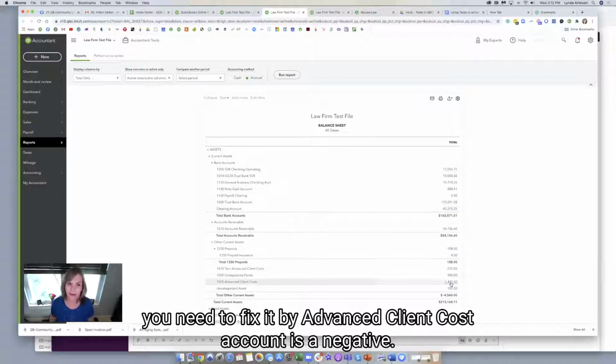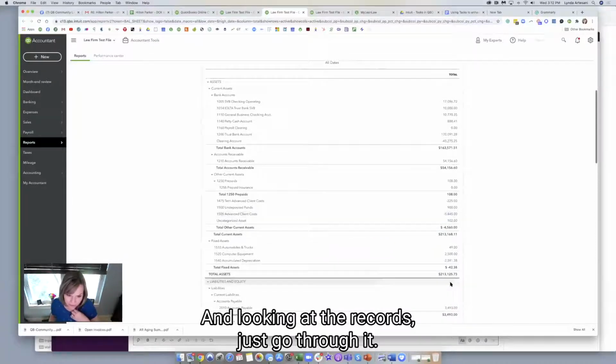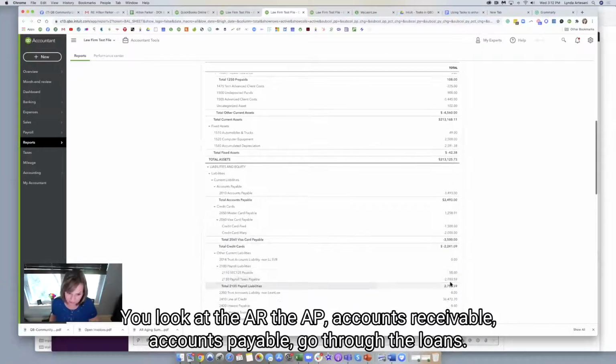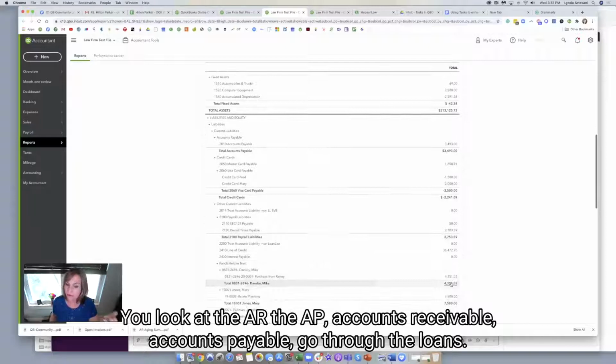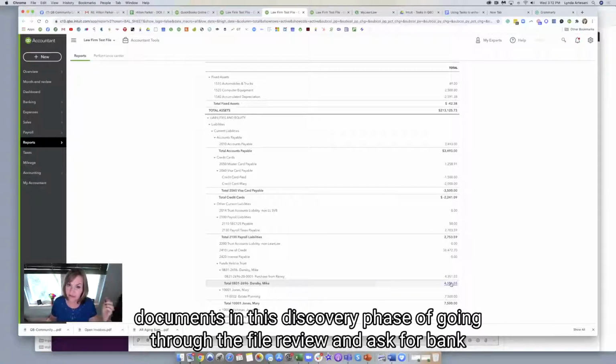Advanced client cost account is a negative, so there's another issue that we have to deal with there. And looking at the records, you just go through it. You would look at the AR, the AP, accounts receivable, accounts payable, go through the loans, see if they tie back. I would ask for these documents in this discovery phase of going through the file review.